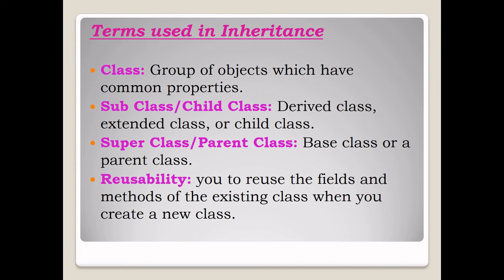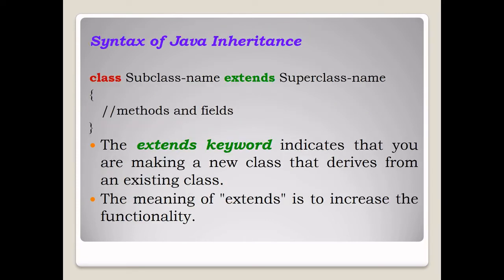Third, superclass or parent class. A superclass is a class from which the subclass inherits the features. It is also called a base class or a parent class. And fourth, reusability. As the name specifies, reusability is a mechanism which facilitates you to reuse the fields and methods of an existing class when you create a new class. You can use the same fields and methods already defined in the previous class.